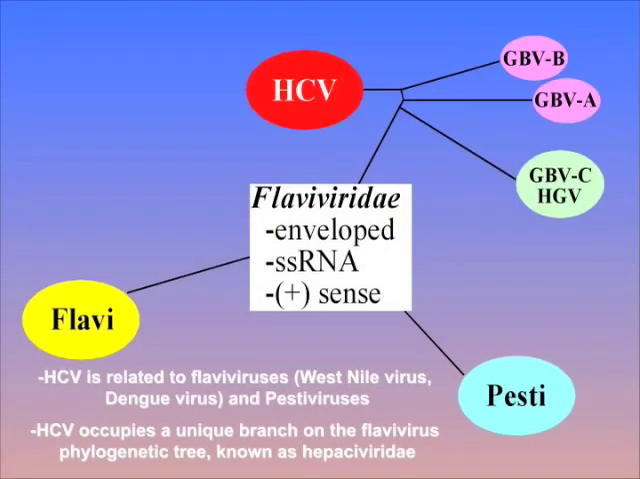You can see on this phylogenetic tree that HCV is related to flaviviruses, including West Nile virus and dengue virus, and pestiviruses over here. But because HCV occupies a unique branch on the flavivirus phylogenetic tree, it's known as Hepatitis C. Over here on the right are some of the other viruses thought to be associated with hepatitis, called GB viruses A, B, and C. And GBV is actually hepatitis G virus, but it doesn't appear that it causes clinically relevant hepatitis.